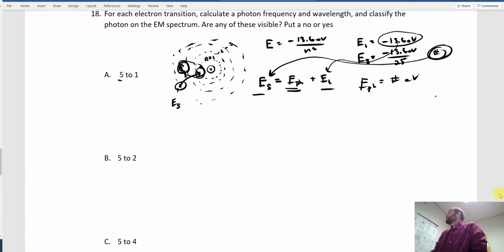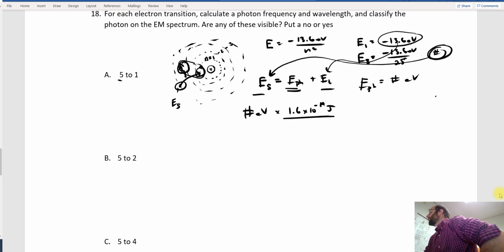So the next step, take that number in eV and we're going to convert it to joules. So times 1.6 times 10 to the minus 19th joules per eV. You will now have a number that's in joules. Okay, next step to get the frequency. The energy of a photon is equal to h times f, where the h is called Planck's constant.